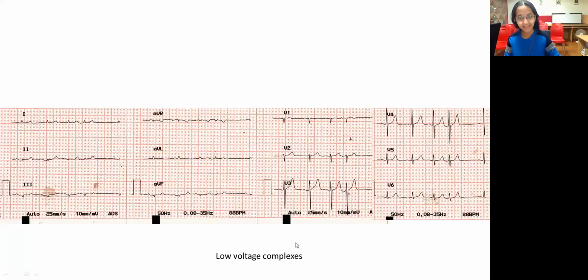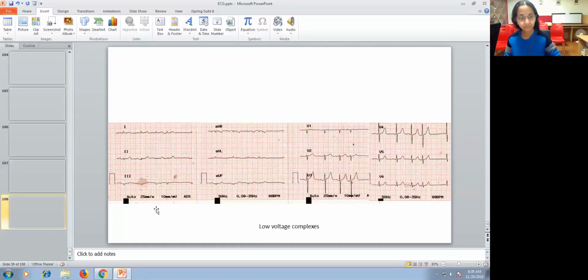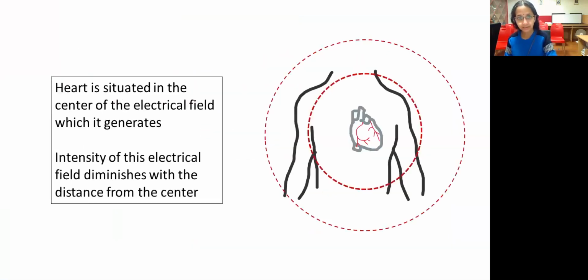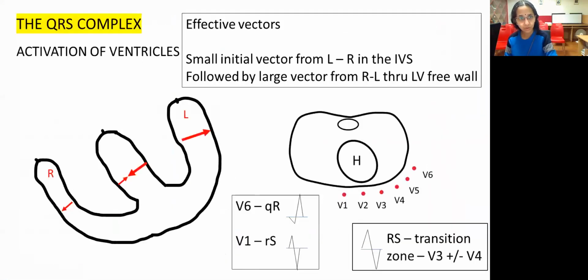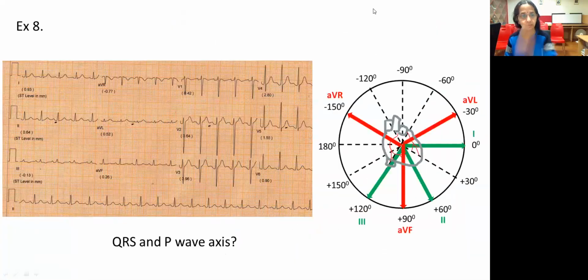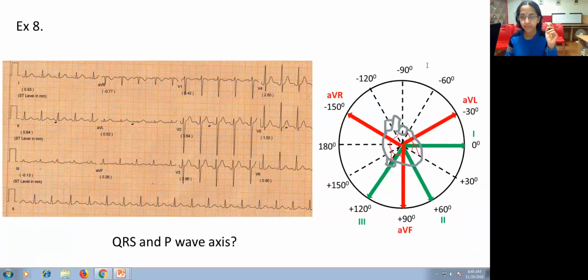So can you all see this? Just a minute. I think it has skipped some slides. We'll just go on to this. Can we decide what is the P wave axis and the QRS axis in this ECG? So let's see what's the P wave axis in this ECG.